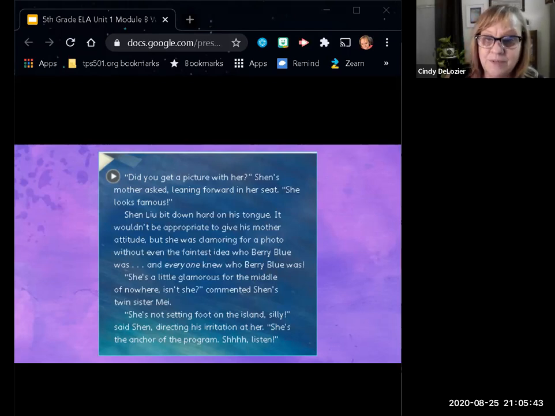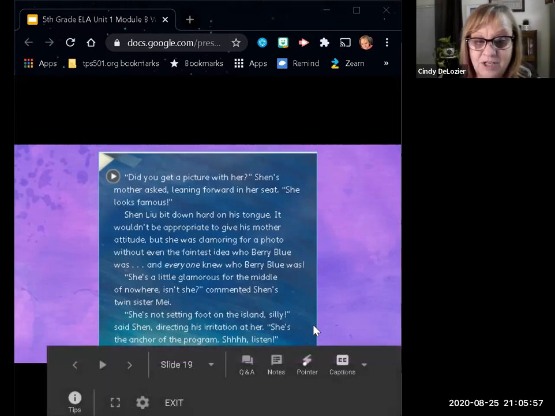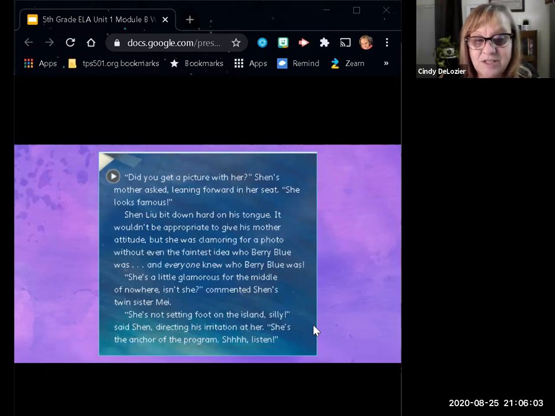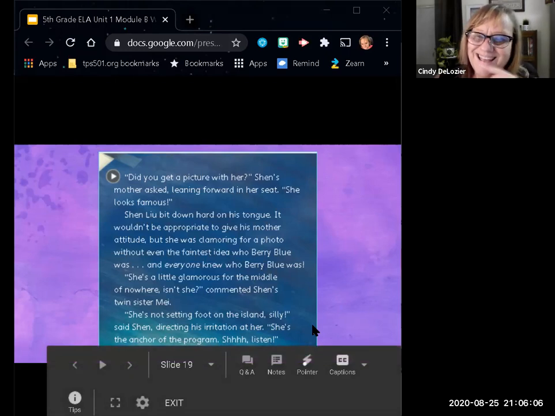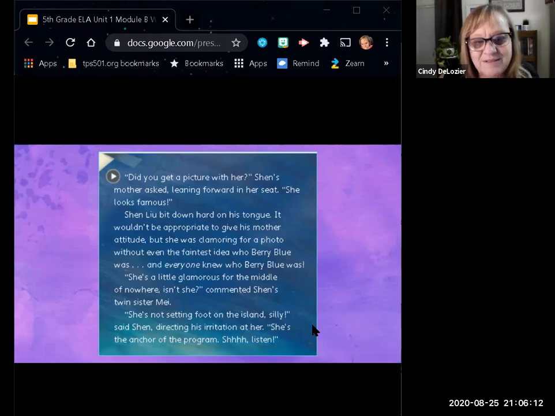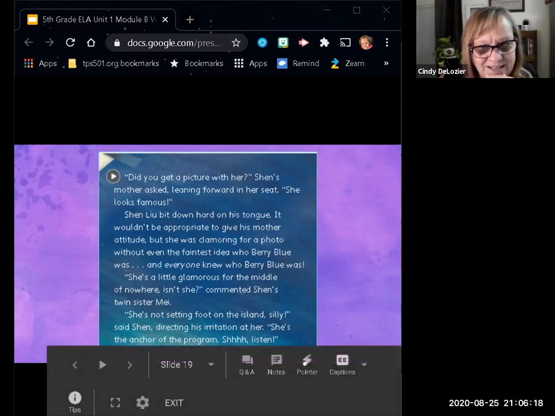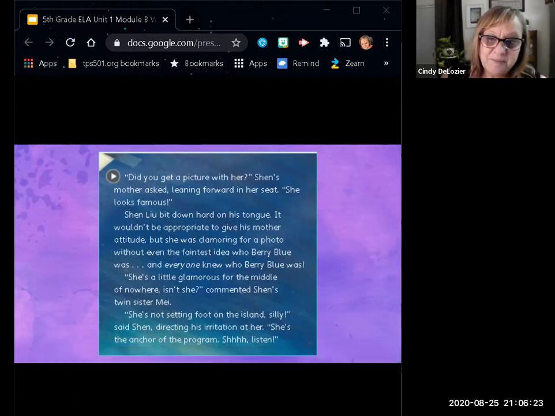Did you see how he criticized his sister, but he didn't criticize his mother? Why do you think? What do you think the differences were? He was still irritated, even at the bottom of the page. He calls his sister silly, and he's irritated. It says, directing his irritation at her. I don't think he's irritated with his sister. He's irritated with his mother. I wonder if he's irritated about anything else. Identifying how characters respond to each other in a story helps us understand the text better.